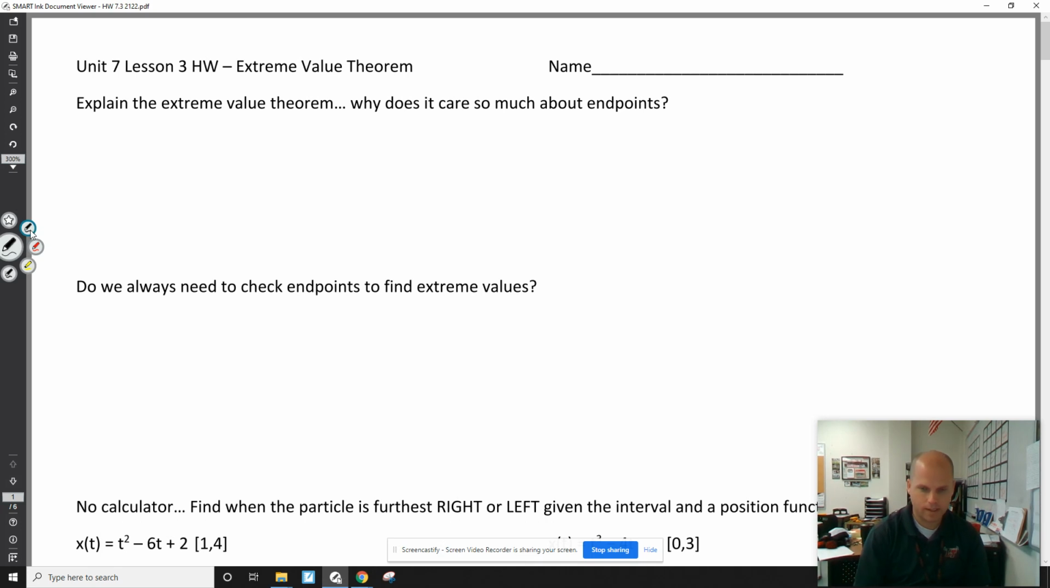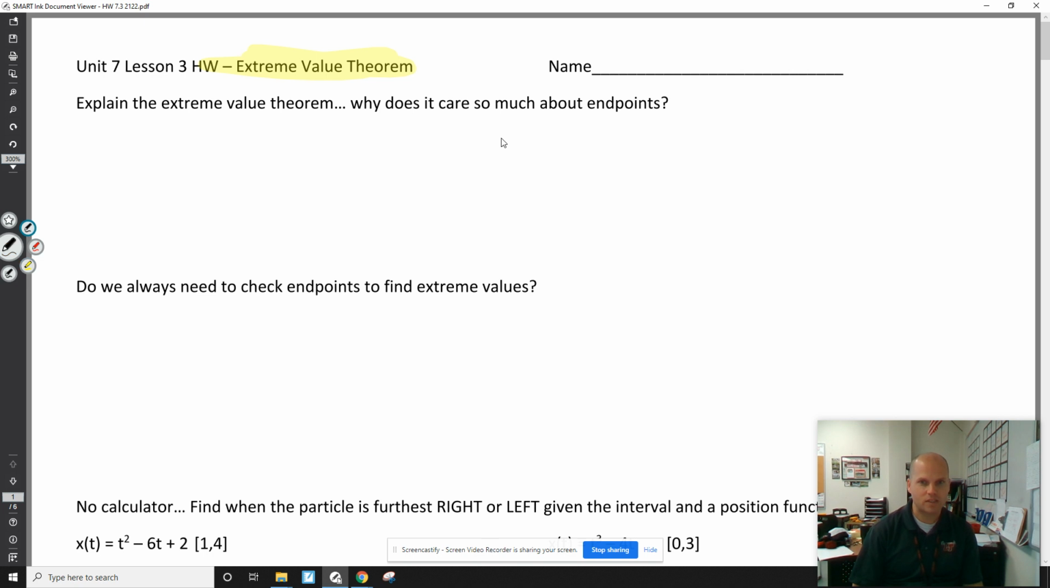What's up, kids? Lesson 3 homework is really an extension of our knowledge from lesson 2: how displacements tell us about motion. Displacements are areas under velocity. Areas under derivatives tell us how much something's increasing or decreasing. And we are going to talk about finding, for the most part, max and min positions. When am I furthest right, furthest left?